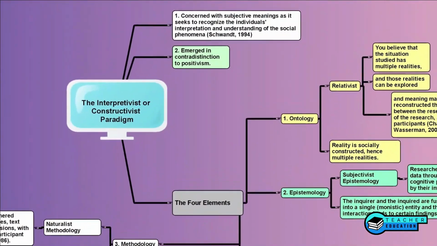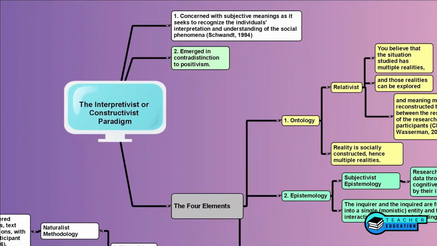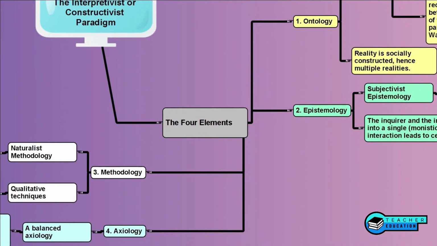The interpretivist or constructivist paradigm is concerned with subjective meanings, as it seeks to recognize the individual's interpretation and understandings of social phenomena, Schwandt, 1994, and it emerged in contradistinction to positivism. The four elements of a paradigm are ontology, epistemology, methodology, and axiology.